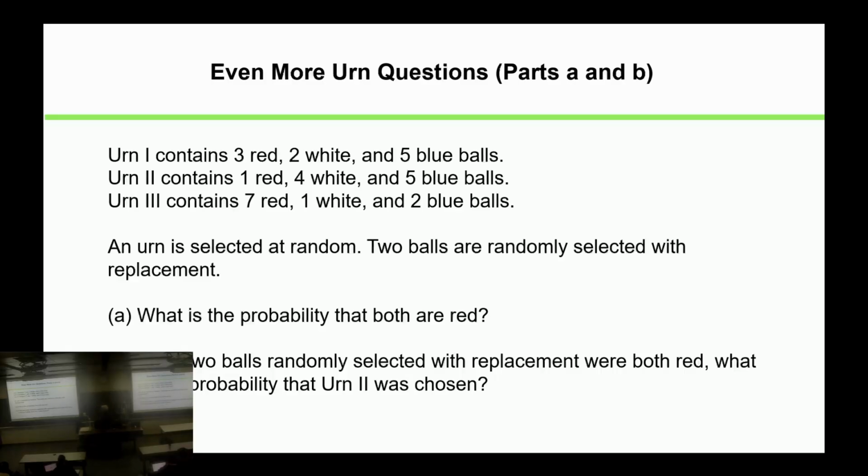Okay, so I wanted to mention this question here. Urn 1 contains 3 red, 2 white, and 5 blue balls. Urn 2 contains 1 red, 4 white, and 5 blue balls. And so you've seen something similar to this for setting up the Venn-like diagram. And you can attack that with a probability tree.